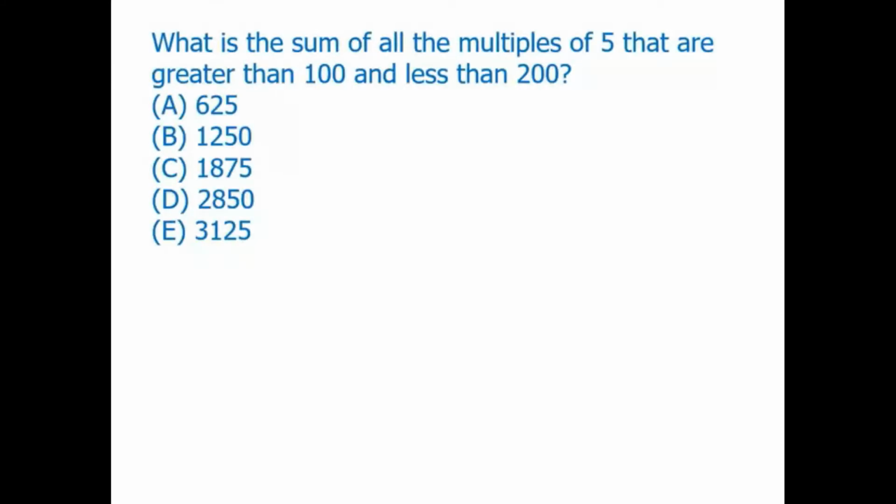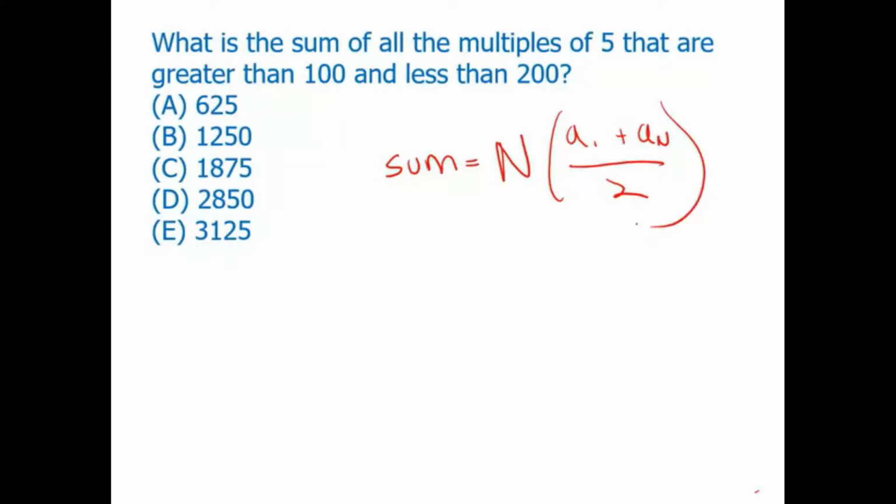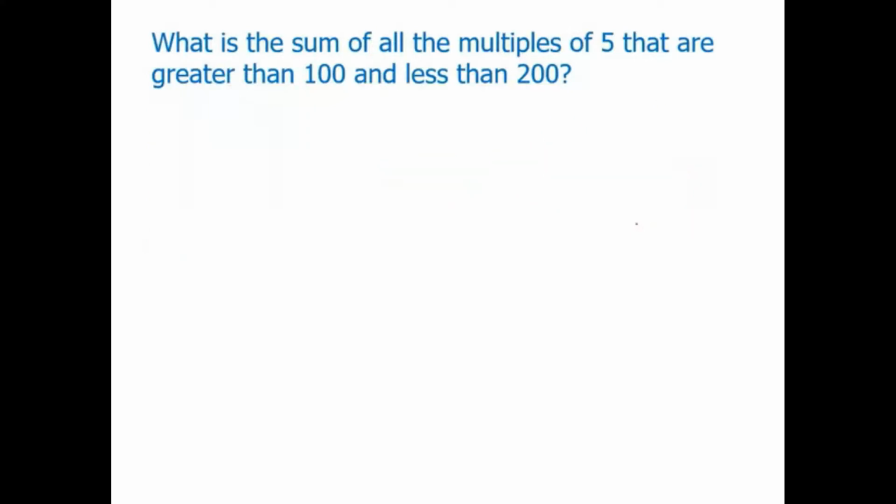What is the sum of all the multiples of 5 that are greater than 100 and less than 200? So in order to do this, we have a formula. This formula is that the sum of an evenly spaced set of numbers is the number of terms times the average of the first and last term. And so we need to figure out these three numbers. We need to figure out the lowest term, the highest term, and the number of terms, and then we could use this formula.